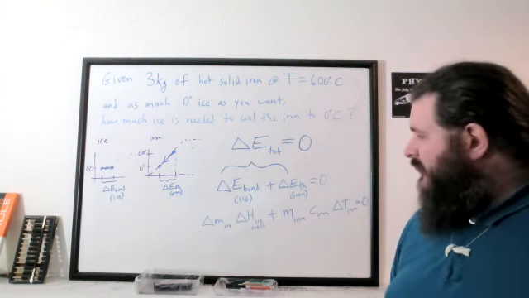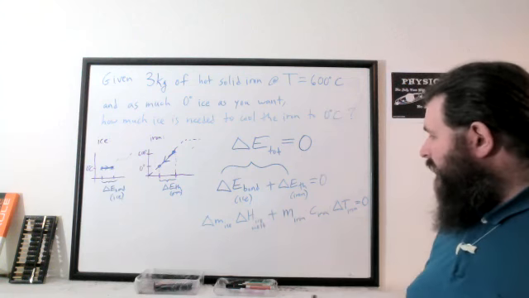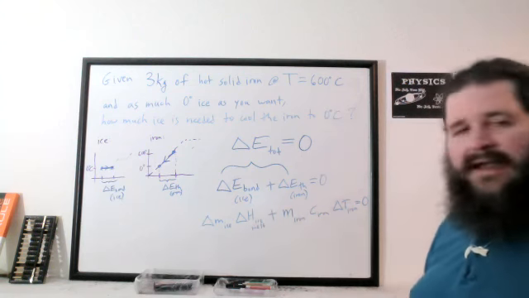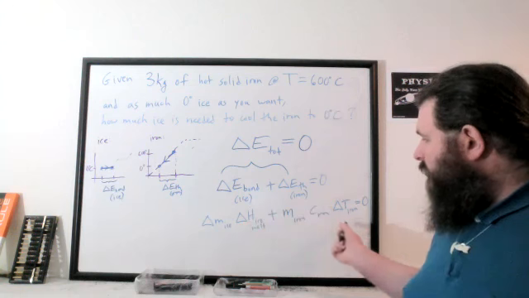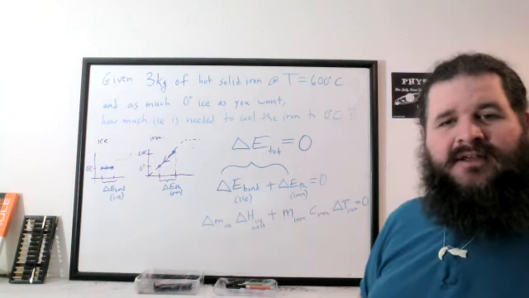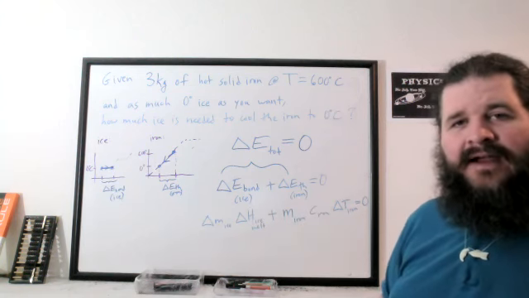So try this out yourself to get some practice. Look up these values on a data table, specifically delta H and C iron. Solve this algebraically for delta M ice, and that should tell you how much ice is needed to make this iron cool off.